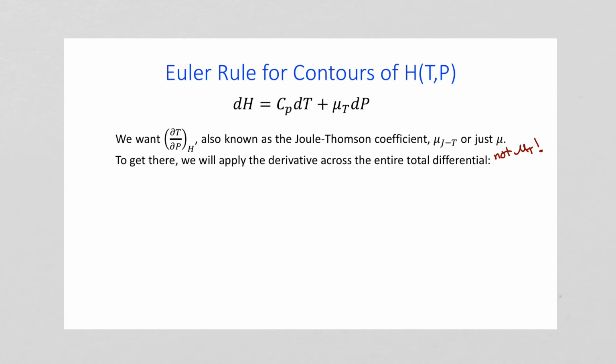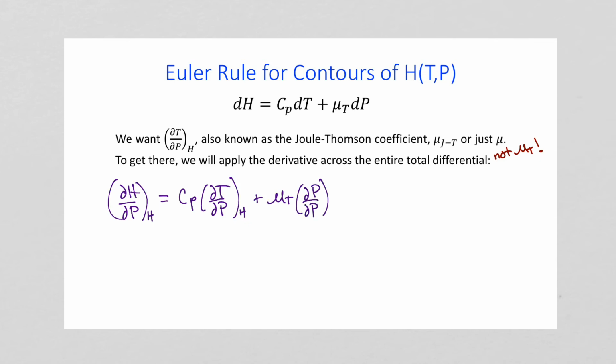Just like before, we're going to apply that derivative across the entire total differential expression, so everything essentially gets differentiated with respect to P at constant H. We end up with (dH/dP) at constant H equals Cp (dT/dP) at constant H plus mu_T (dP/dP) at constant H. Hopefully at this point you can recognize that you want to apply your no-brainers, and start recognizing some of those quantities that allow us to simplify our expression a bit.